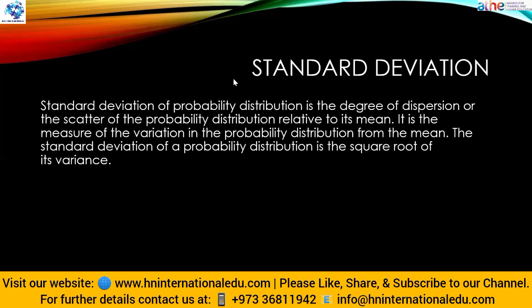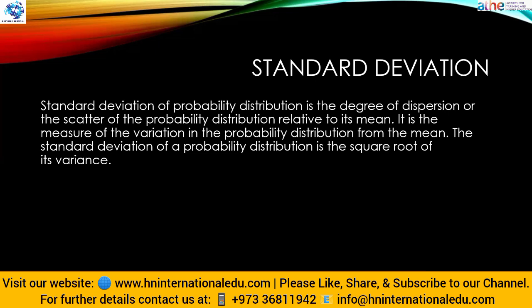Then we have, after random variable, the standard deviation. This is the concept of probability distribution, and it's the degree of dispersion or the scatter of the probability distribution, which is relative to its mean. Mean is basically the central value or the mid of the whole number that is given. It is the measure of the variation of the probability distribution from the mean. For example, if you want to get the variation from the mean point of anything, then you can use the standard deviation. This basically helps you to find out the probability distribution, and it's the square root of its variance.